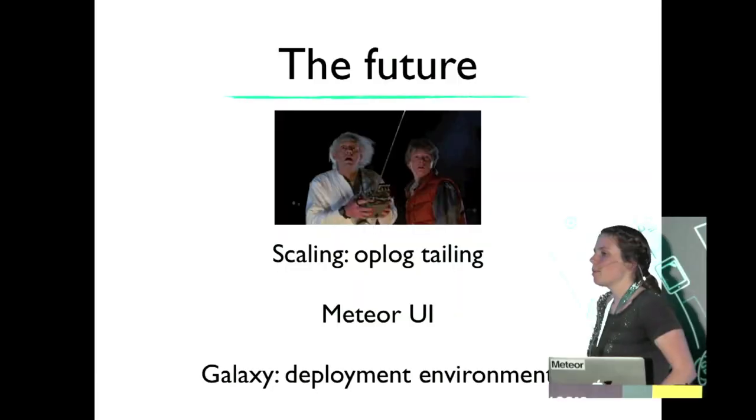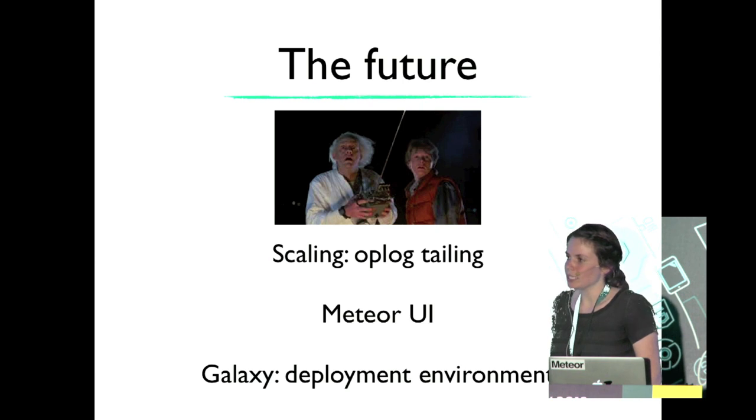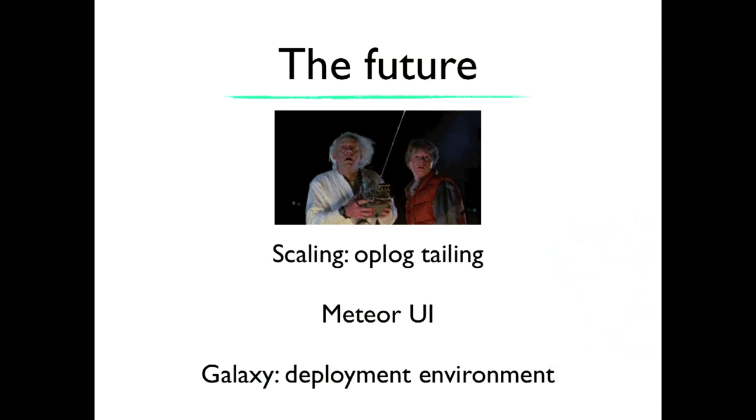One thing which is not publicly available yet, but it's the thing I've been spending most of my time on, is this distributed deployment environment called Galaxy. And this is going to be an application server that handles auto-scaling and monitoring, provisioning, all sorts of good things. And it's been a lot of fun to work on. We're aiming to have some release of all these things out by early 2014 with the Meteor 1.0 release.